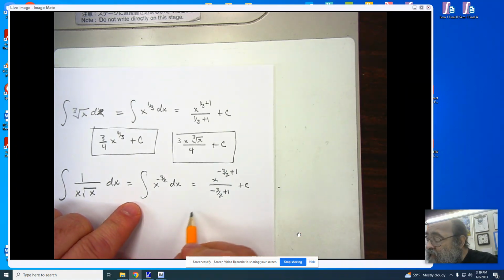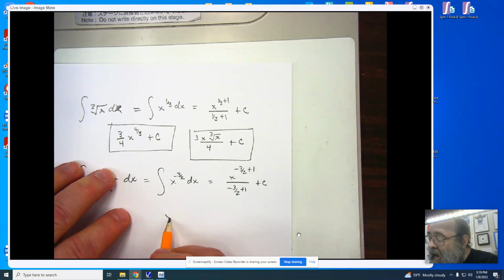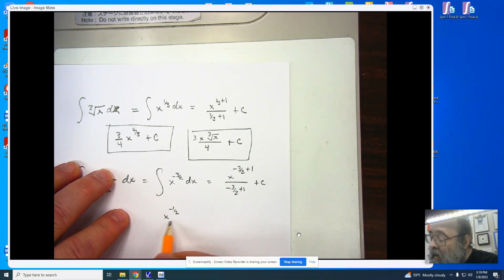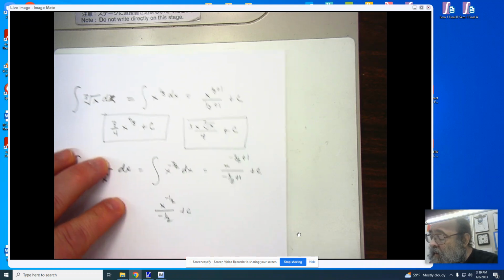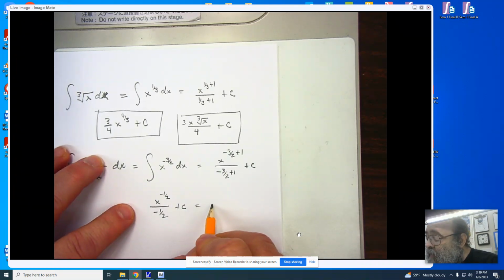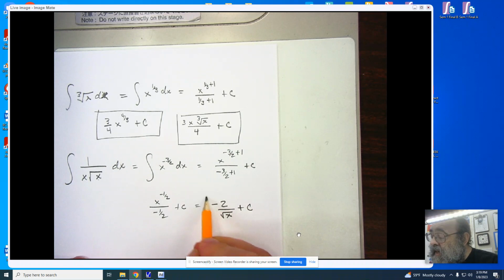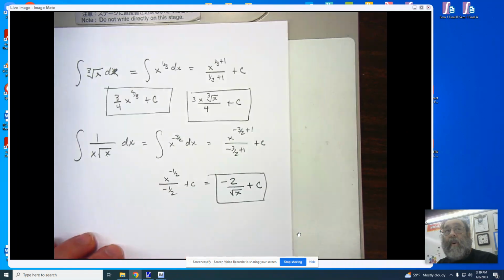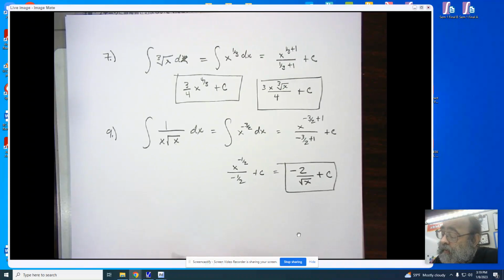We're now going to simplify it, and this is going to give me x to the minus 1/2 power, and I am dividing by negative 1/2 plus c. When I simplify this, I end up with negative 2 over the square root of x plus c. And this is now the answer that we're looking for, number 9. Let's go ahead and take a look at number 11.